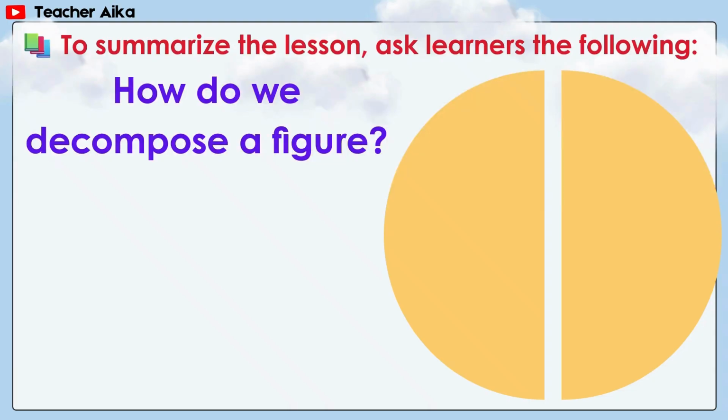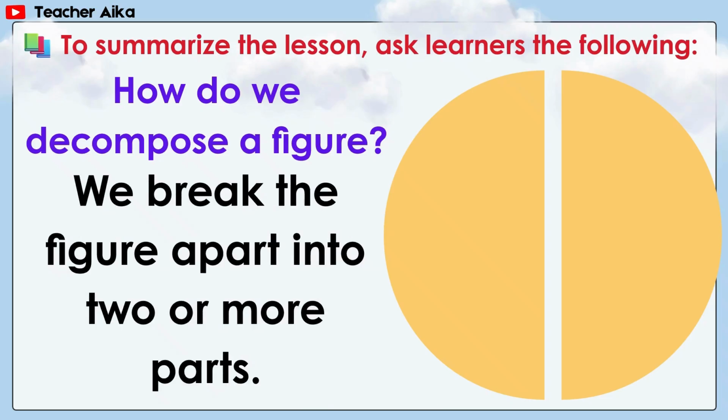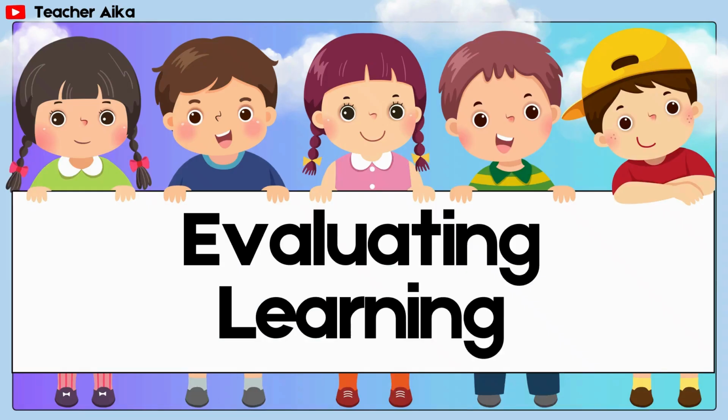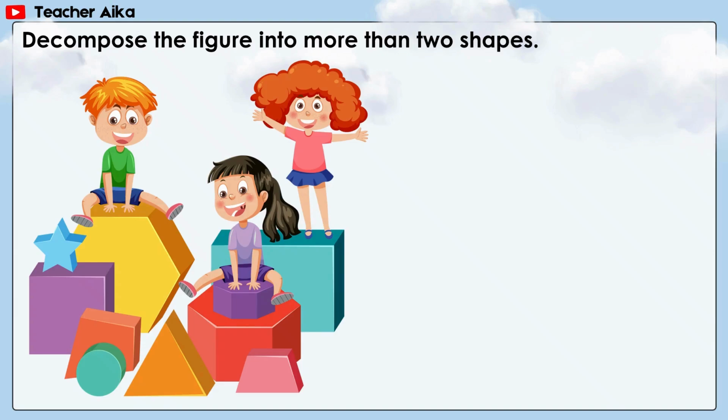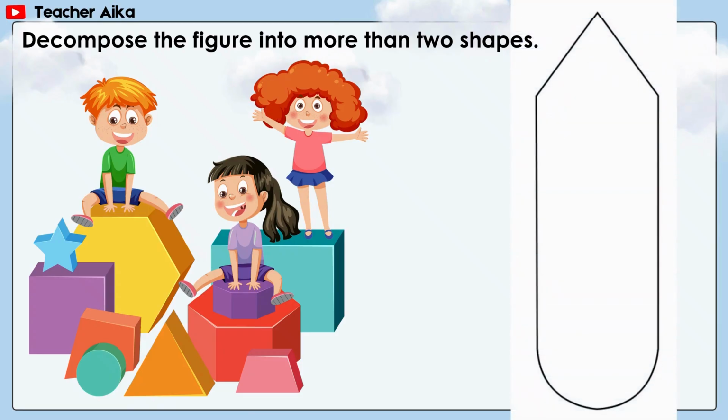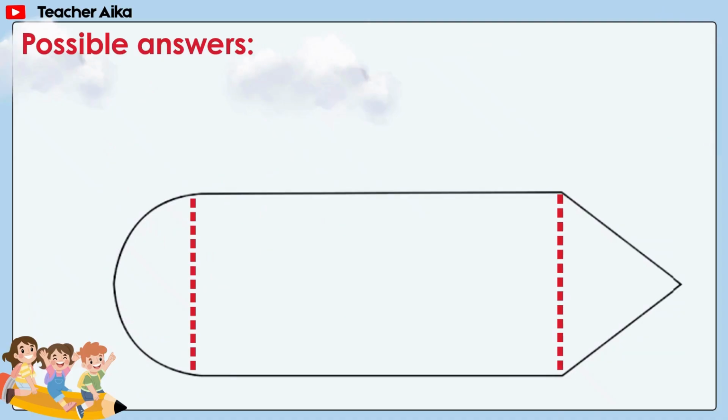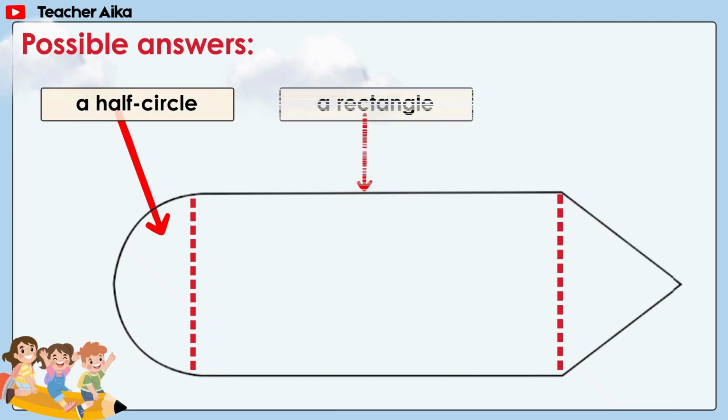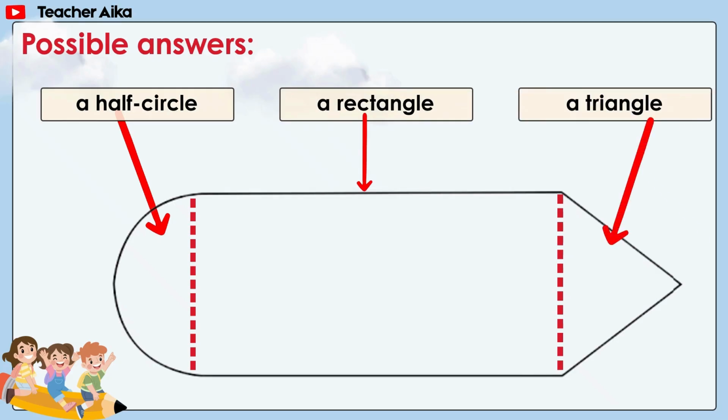To summarize the lesson, ask learners the following. 1. How do we decompose a figure? We break the figure apart into 2 or more parts. Next, decompose the figure into more than 2 shapes. And here are possible answers. A half circle, a rectangle, and a triangle.